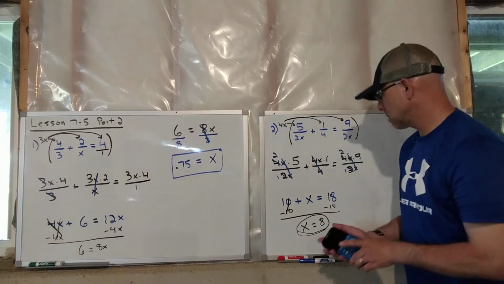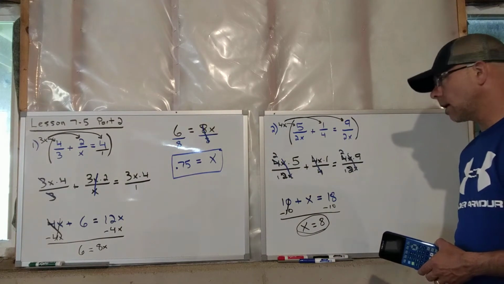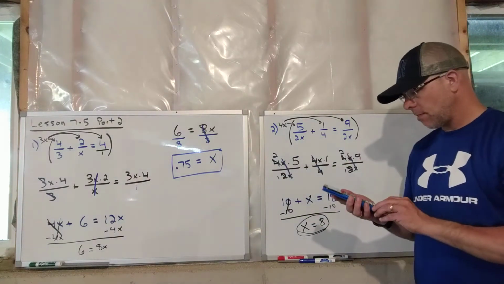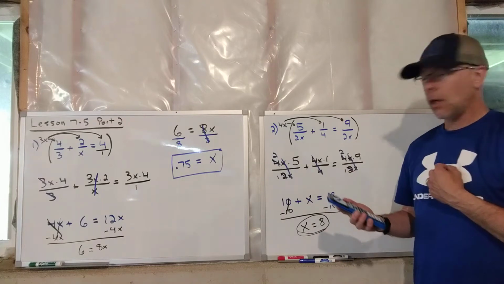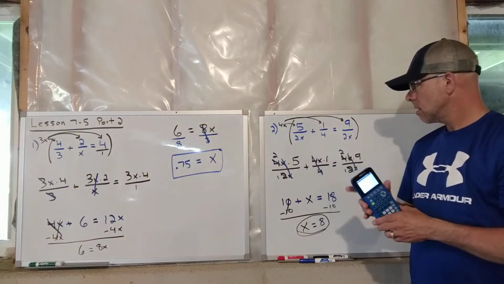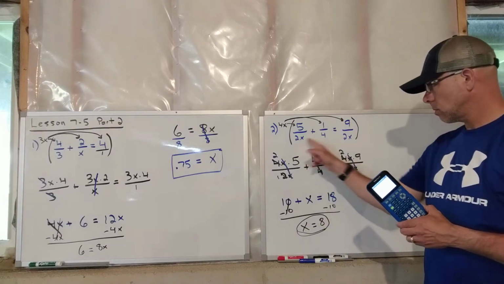It is critical that I check this. Now this one's a little bit more straightforward to do mentally because the answer came out 8 instead of like 0.75. I still need my calculator to help me, but here's what I'm going to be saying. So my first fraction to check is 5 over 2 times 8. So 2 times 8, 16.